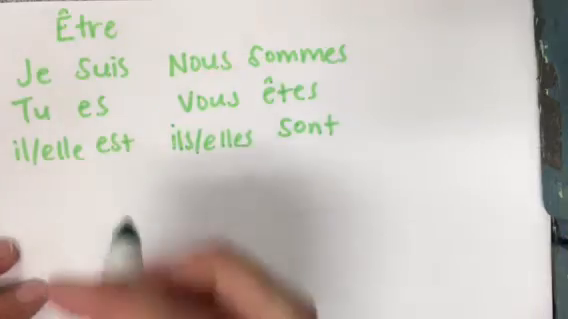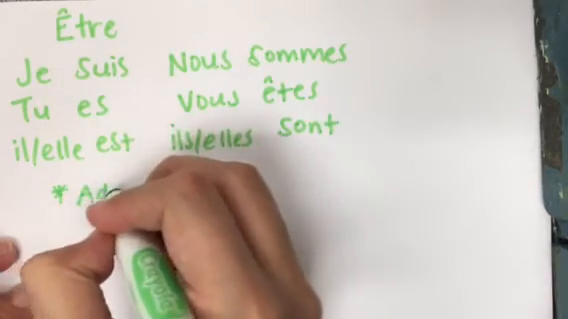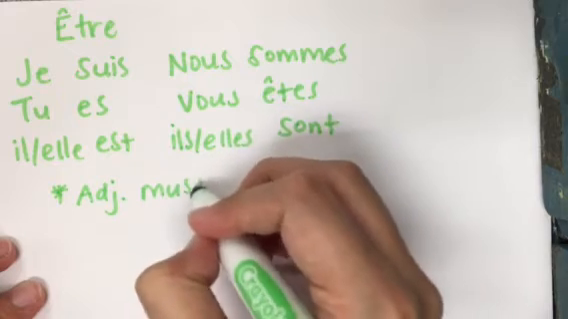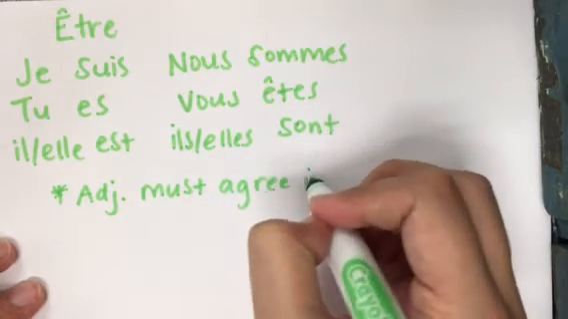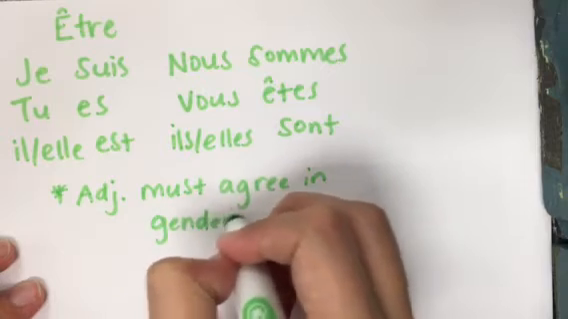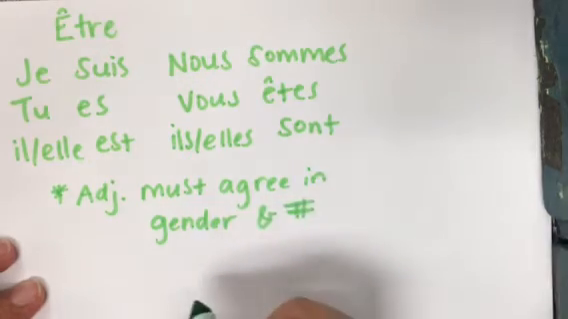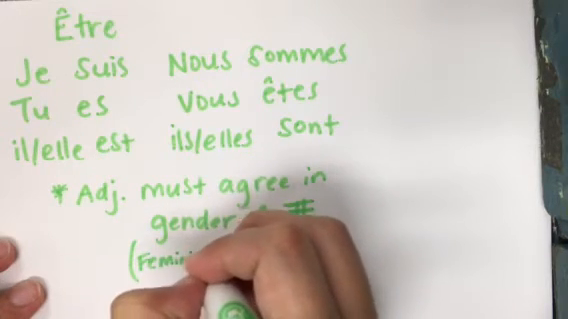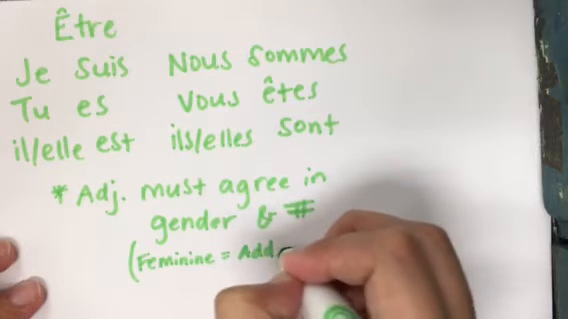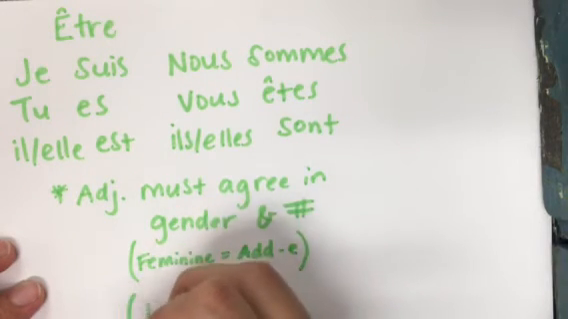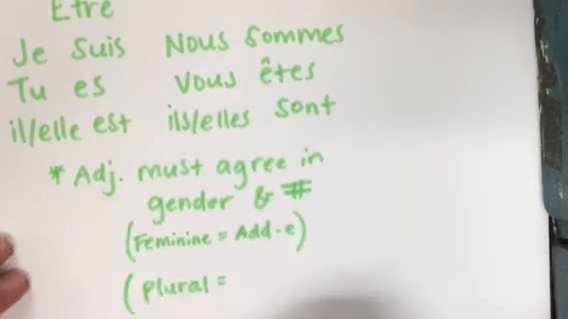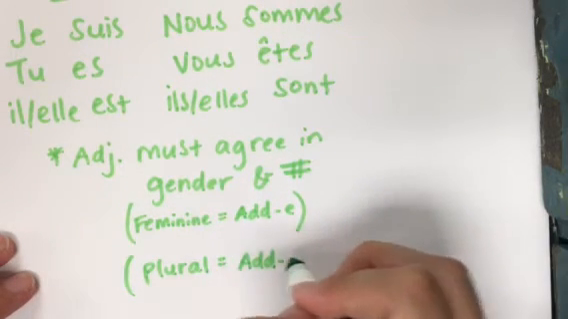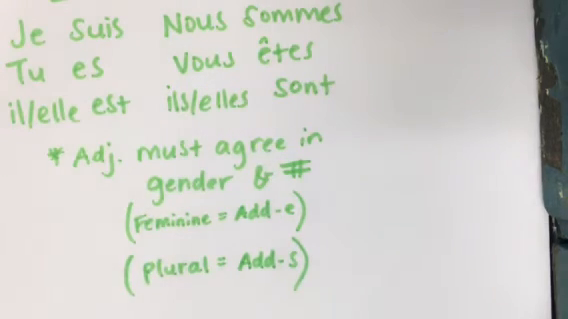And then you're also going to need to know that adjectives must agree in gender and number. So basically related to that, if it's feminine, you add an E. If it's plural, you're basically going to add an S, okay? So, this is the way it's going to look, okay?